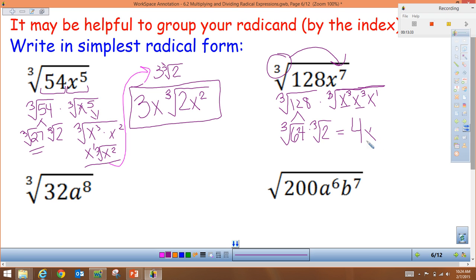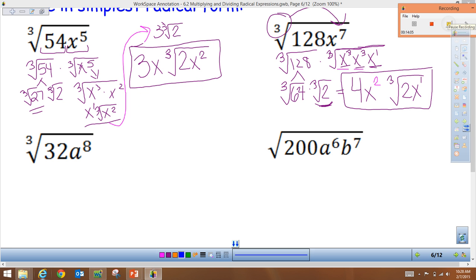How many groups of x? Remember, there were 2 groups of x, so that's x squared out front. The cubed root has to stay. What do we have left over? Well, we have this 2 that we couldn't take out, and this x to the 1st that we couldn't take out. So our final answer is 4x squared times the cubed root of 2x, or 2x to the 1st, if that helps you. Okay, let's get working on our next example here.